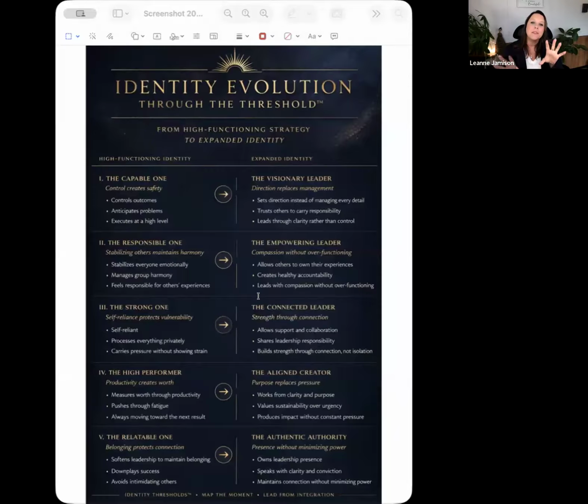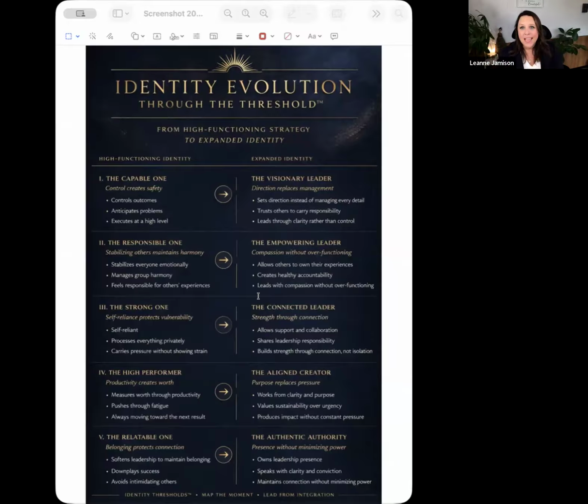There's two columns, and we've spent real time with the left side, the high functioning identities, what they built, what they cost. Today, we're spending our time on the right side, right? The expanded identities, and more importantly, what the crossing between them actually looks like. So the right column is not who you're supposed to become, it's who you already are underneath the strategy that you no longer need to survive, right? So let's go through each one of these.